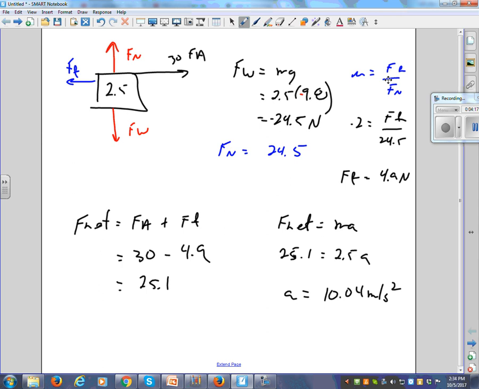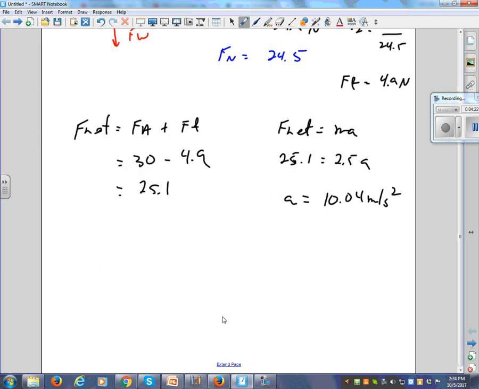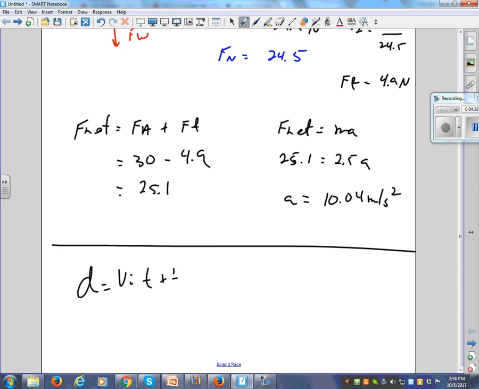How far does it move after 4 seconds? Okay, so now we're past dynamics. We're into like the same stuff we did last unit. How far? So I've got the A. I have the VI. And you have time. I have time. So I could use, yes, D equals VIT plus 1/2 AT squared.